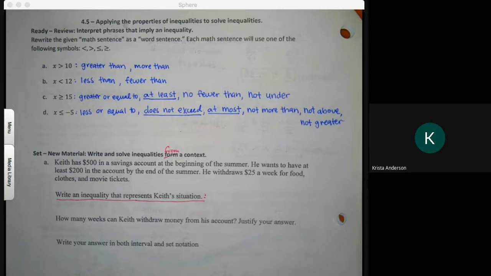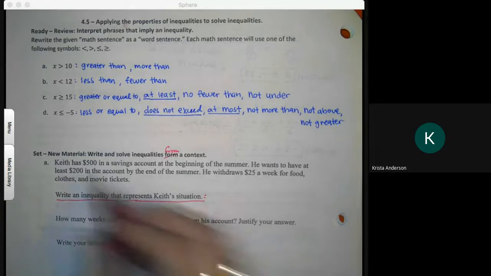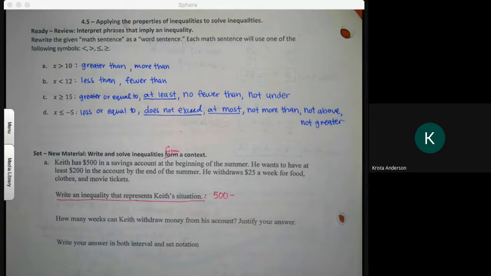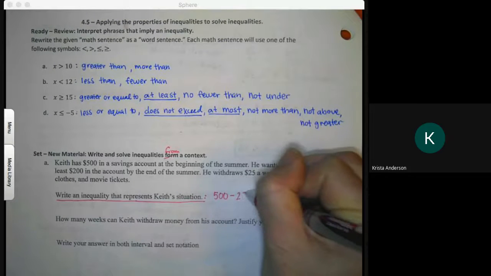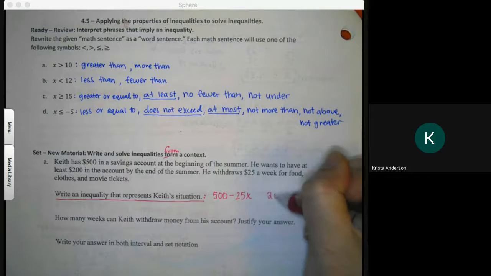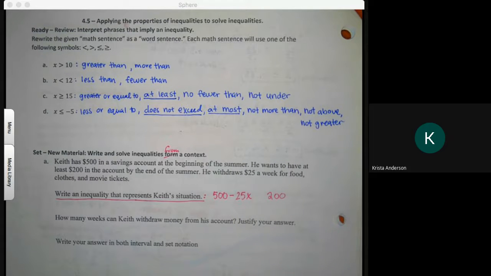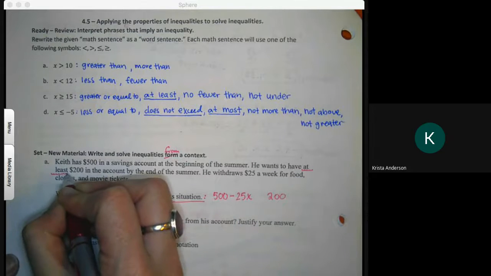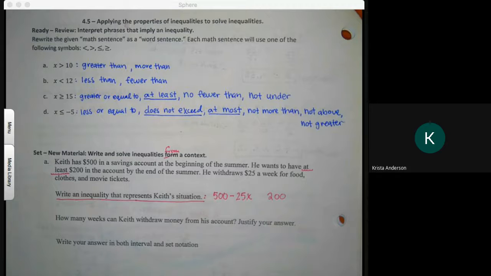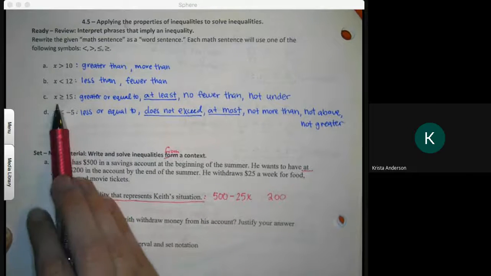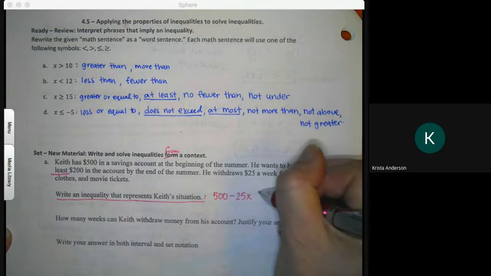In order to write an inequality, I know that Keith starts with 500, and how much does he take away each week? 25. I'm going to put X on the 25 to represent each week. 200 is the lowest he wants his account. So I'm going to look through the words. The words say at least. Do you see where at least is in our equation? This can help you to build your inequality.